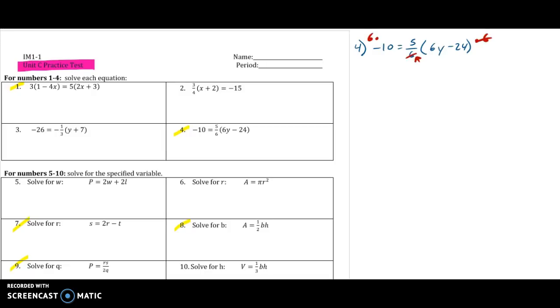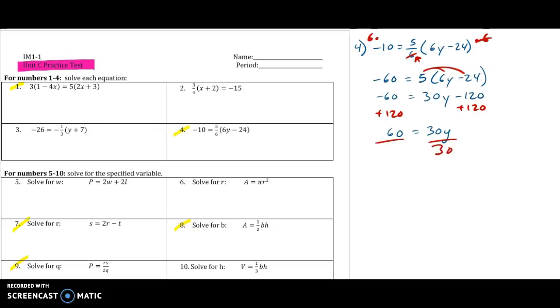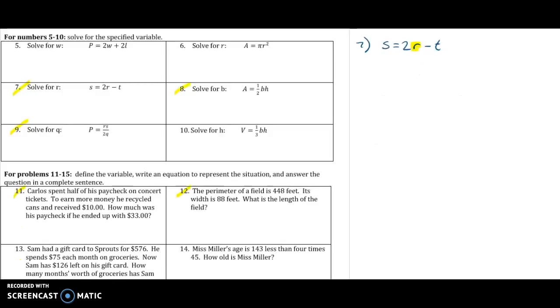This will cancel with this. Distribute. Get the y by itself. And divide. Copy what you need. Number 7, we're solving for r.